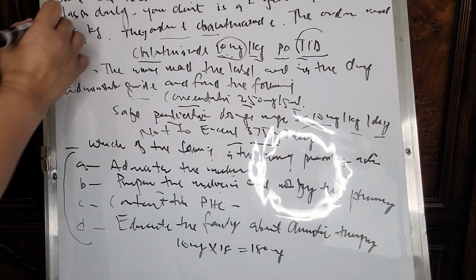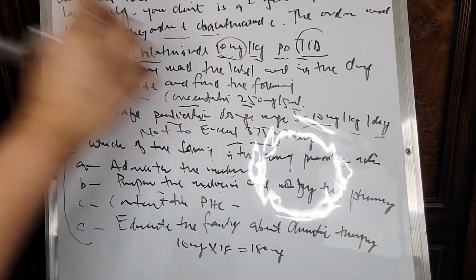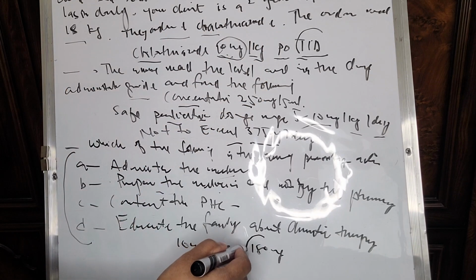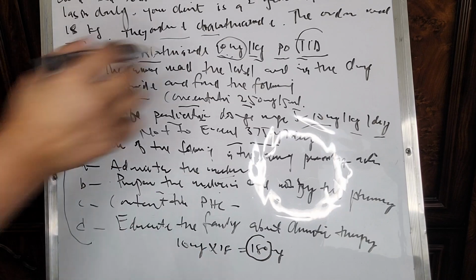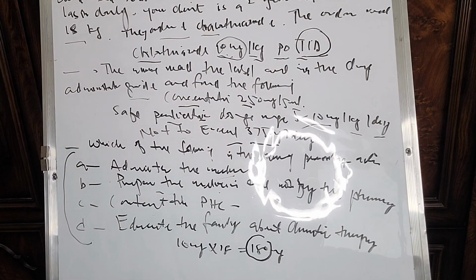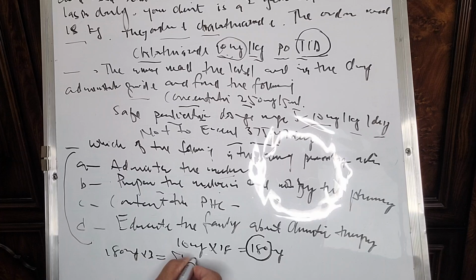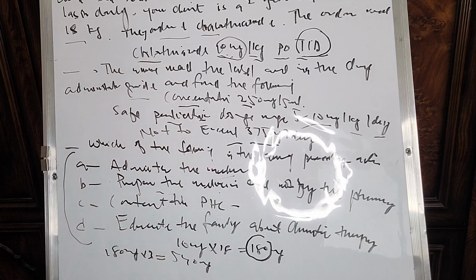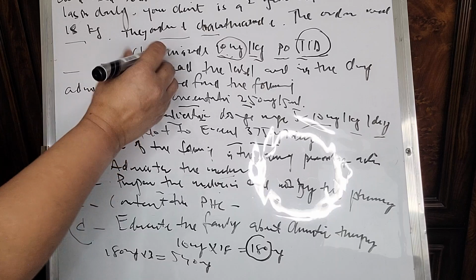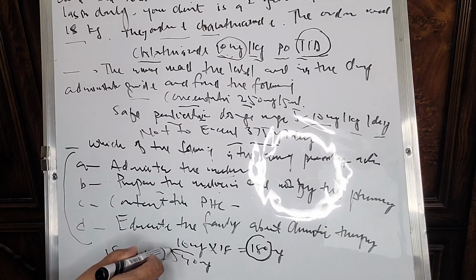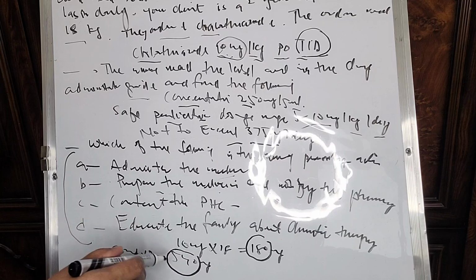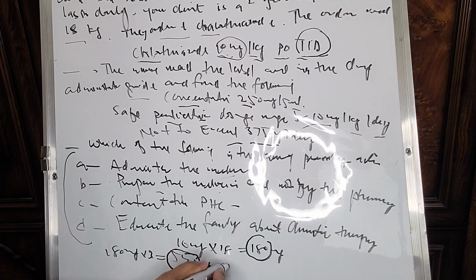So the patient needs 180 milligram for one dose. But the doctor ordered TID, 3 times a day. So 180 milligram multiplied by 3 is 540 milligram of chlorothiazide. So the doctor ordered 540 milligram per day, that is the per day dose.